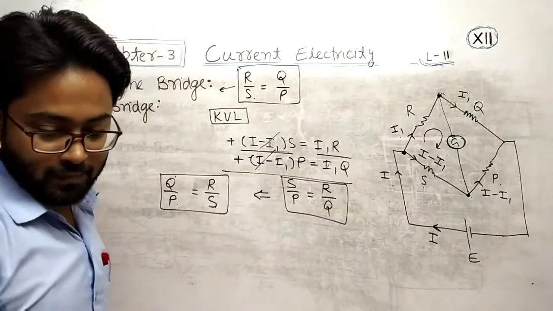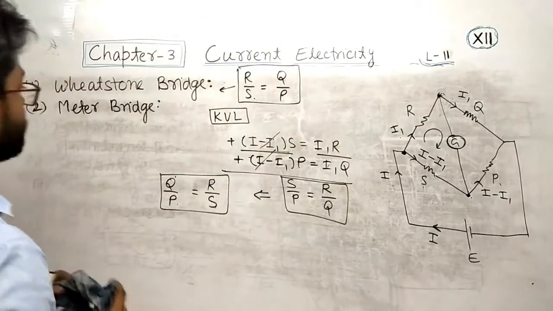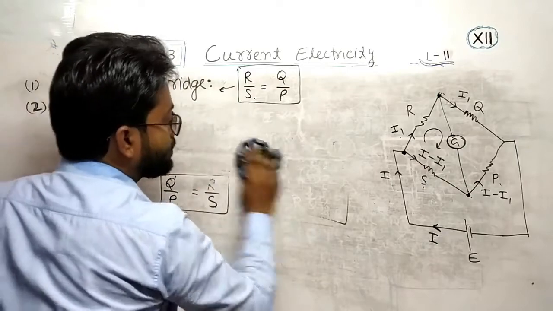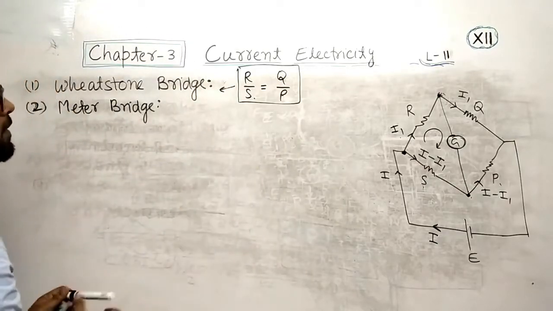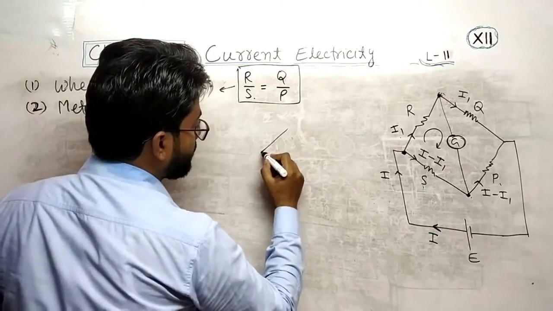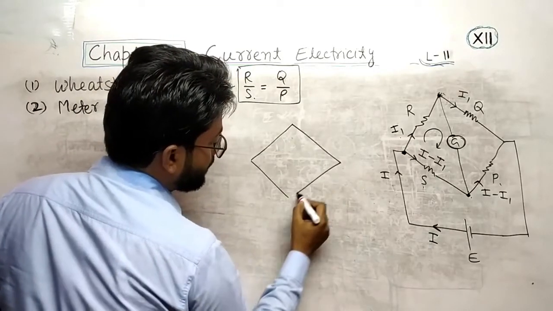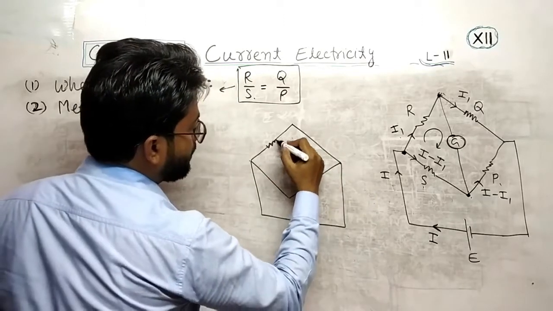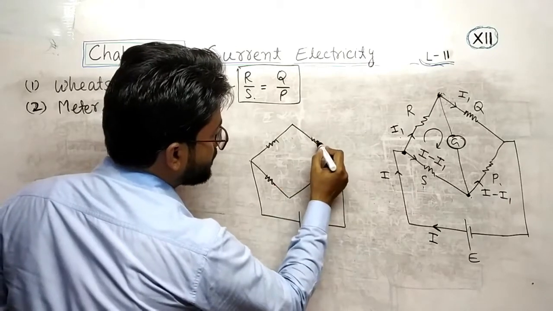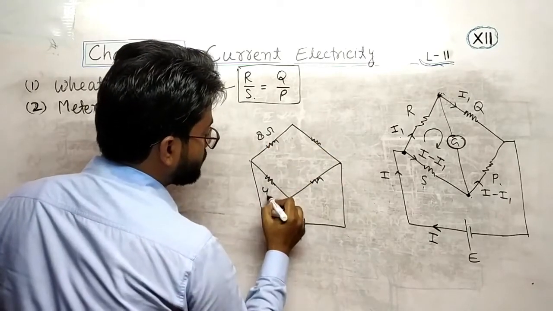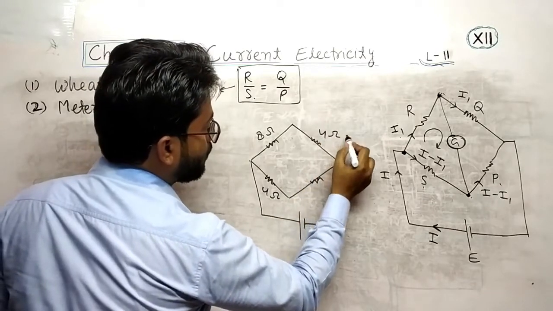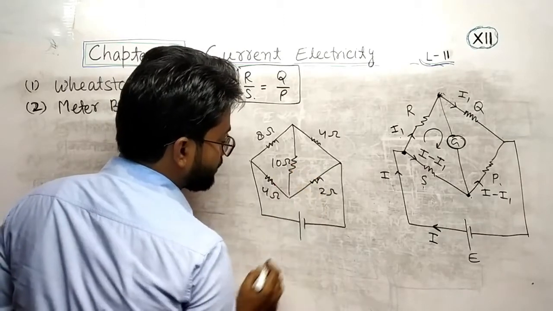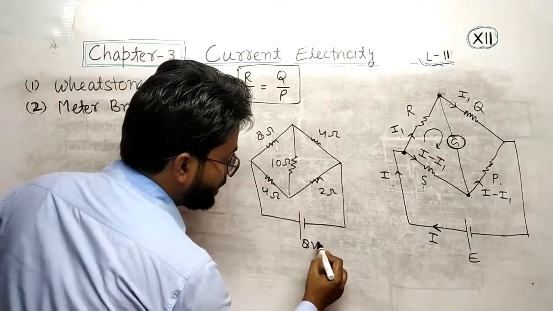Let us discuss an example. Four resistances are there. This is 8 ohm, this is 4 ohm, this is 4 ohm, this is 2 ohm, and this has resistance 10 ohm, and this has, let us suppose, 8 volt.